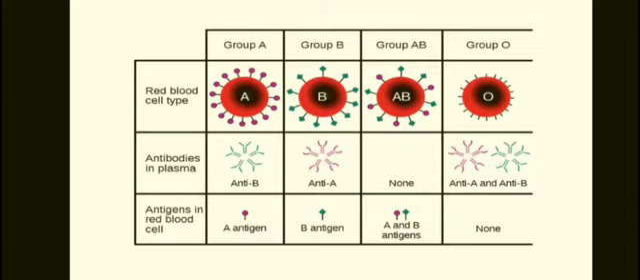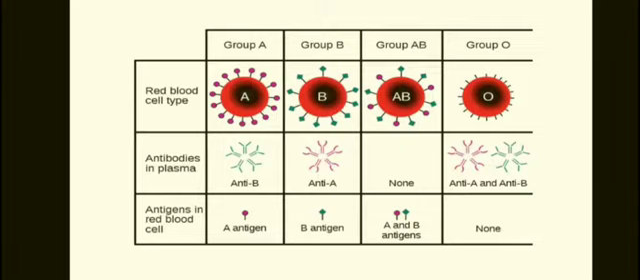When a person displays an antigen, they can receive blood from a person that has the same antigen in their blood. So if you've got antigen A in your blood, you can receive blood from a person that has antigen A, so blood group A, AB, and blood group O.